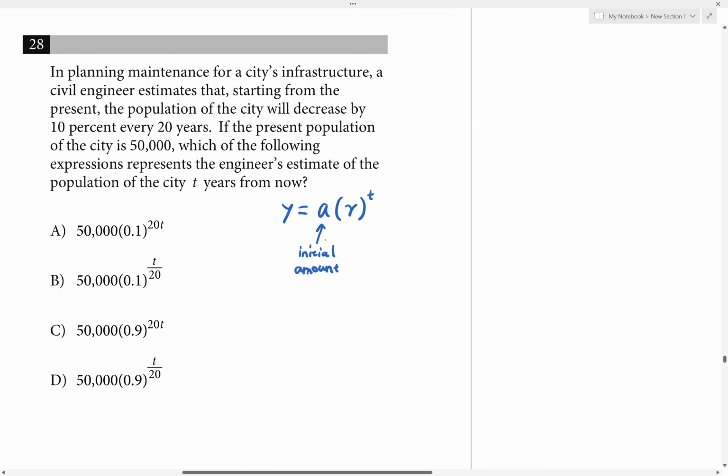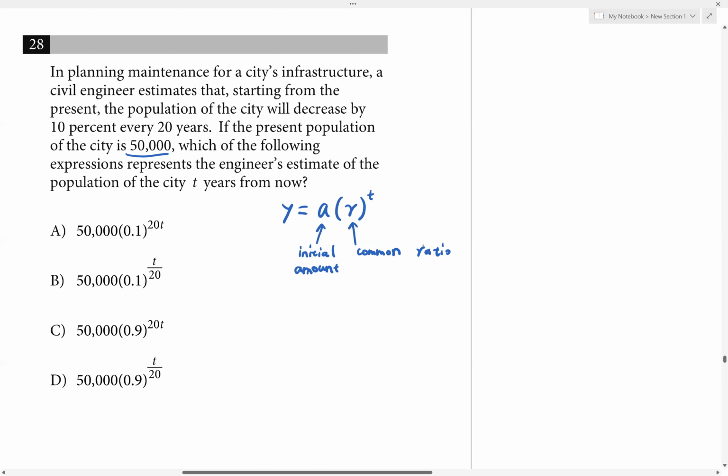So for this question, we know the present population is 50,000. So that's the number that we begin with. And look at all the answer choices, they all have that, 50,000 in front. And then inside the parentheses, that's the common ratio. That's what we need to multiply each time to go from one number to the next. And in a modeling question, this will either be the growth factor or decay factor.